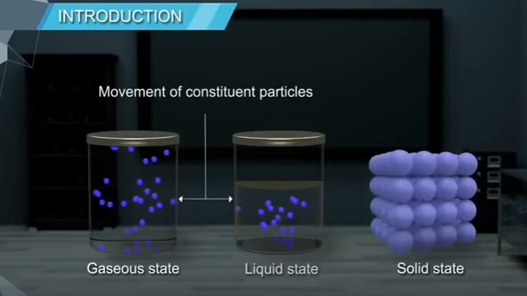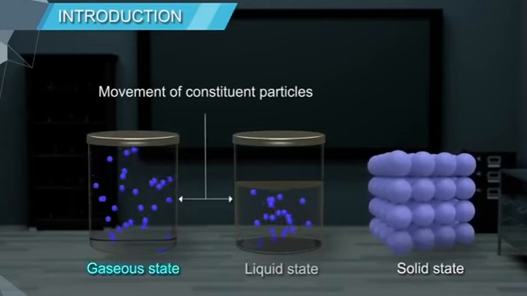Now, what constituent particles? The particles which are making up that substance, right? Now, it is movement. The particles can move freely in the gaseous state. They can again move freely in the liquid state, but the free movement is not available in the solid state, and that is why fluidity is not available over here, right?